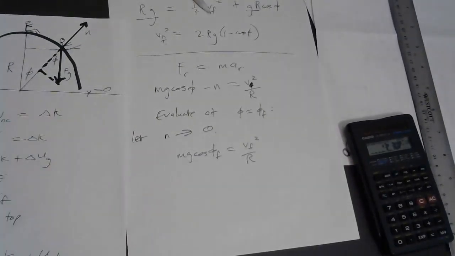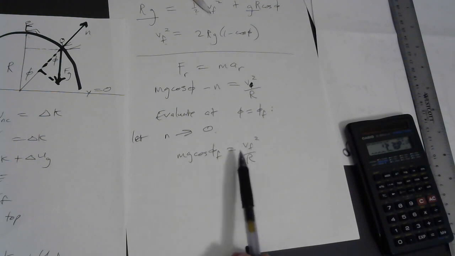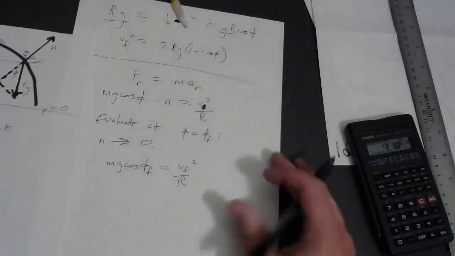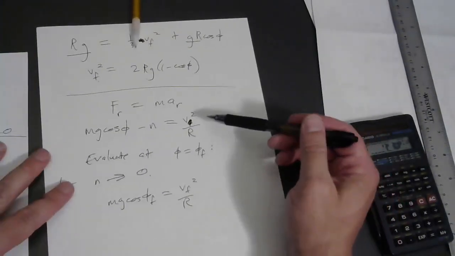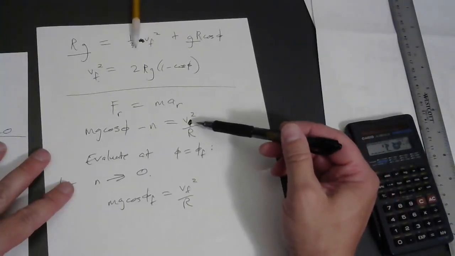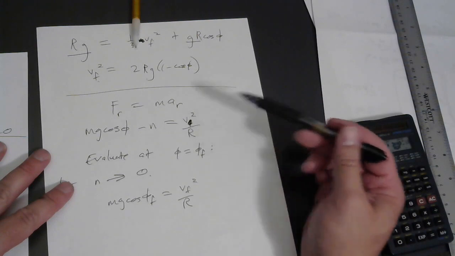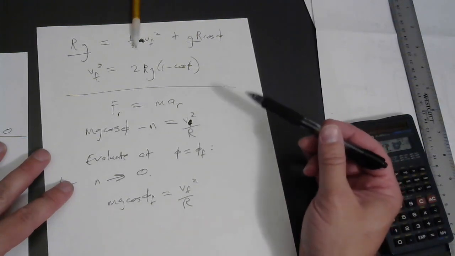Okay, so the dynamics of circular motion, this is not an energy consideration, this is F equals ma. Those dynamics stipulate that when the normal force goes to 0, the speed must have this relation to the angle. And off to the side here, there's another way to think about it. Just imagine you are this kid going down the slide.